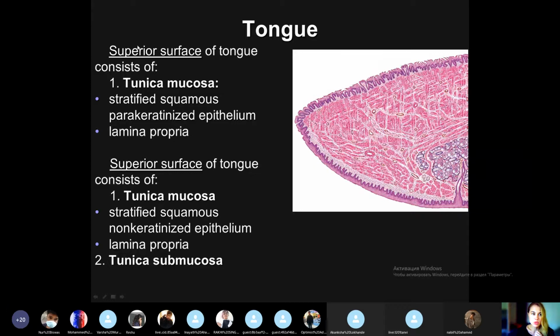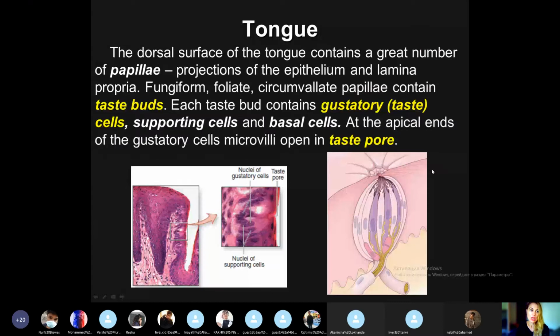So let's summarize, guys. The main difference between the superior and inferior surfaces of the tongue is that the inferior surface, except tunica mucosa, has a greatly developed tunica submucosa with blood vessels and nerve plexuses. And also the second difference is in relief: the superior surface of the tongue has greatly developed papillae, which are long extensions. And now we will focus in detail on the structure of the tongue papillae.